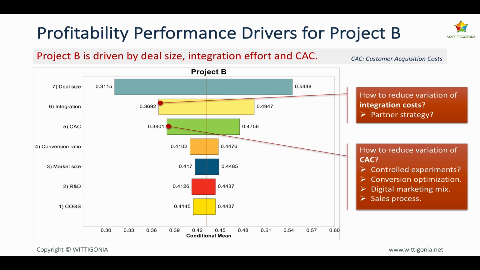And in terms of customer acquisition costs, so CAC here stands for customer acquisition cost, we see that this is also a fairly significant factor. And here we need to ask, can we run more controlled experiments before we go to market, for example, by doing controlled small-scale advertisement experiments to figure out what the KPIs are in terms of click-through rates, conversion rates, etc.? What can we do about conversion optimization, the digital marketing mix, and also it really requires us to take a look at the sales process. So how can we introduce more velocity in the sales process and take the cost out there?